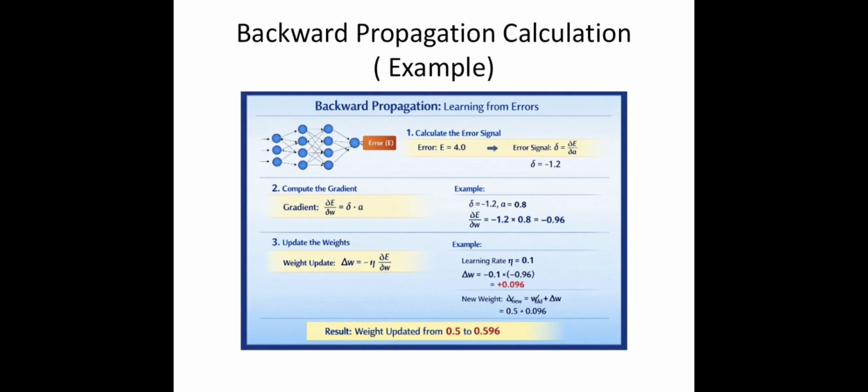Backward propagation allows the network to learn by adjusting weights step by step. In this example, the weight was updated from 0.5 to 0.596, reducing future error and improving predictions.